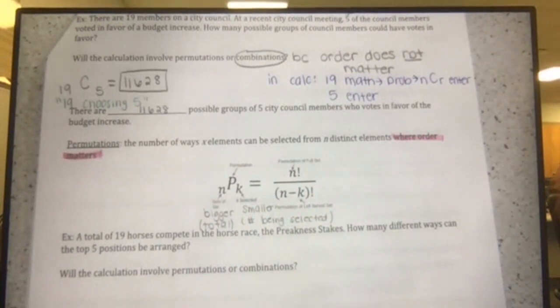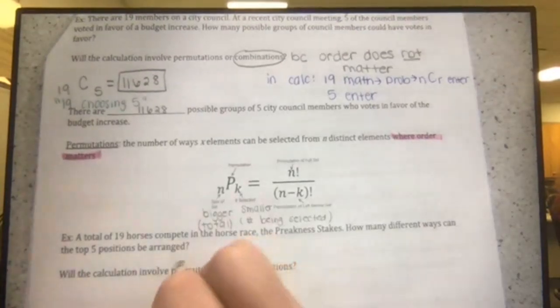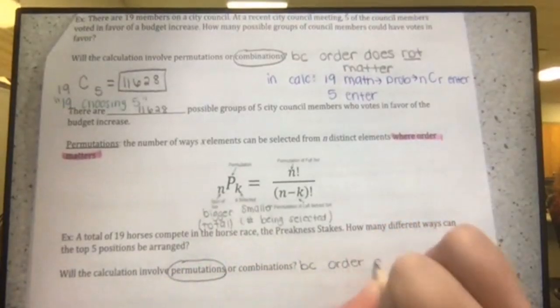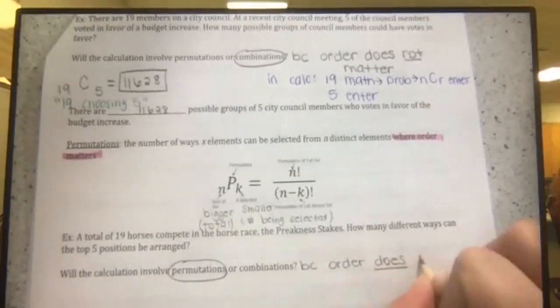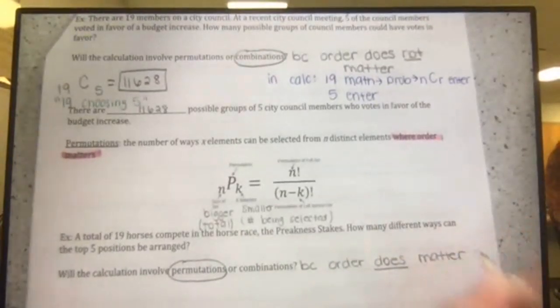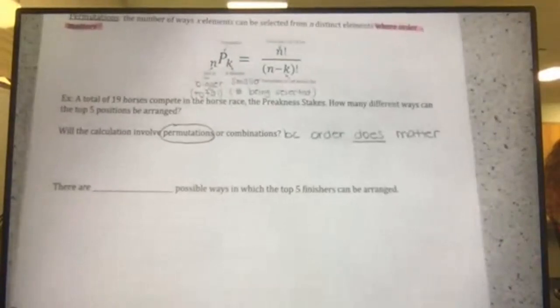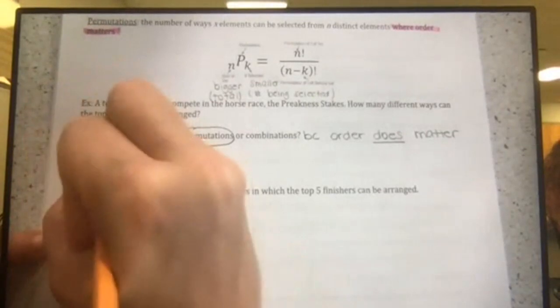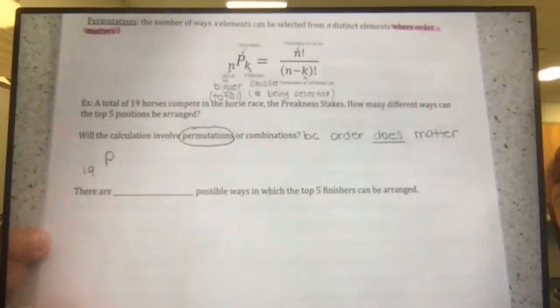All right, so this example says a total of 19 horses compete in the horse race. How many different ways can the top 5 positions be arranged? Now if you want top 5, that means first place, second place, third place, fourth place, fifth place. Order matters, so you're going to use permutations. There's 19 horses total, and we're looking at the top 5.